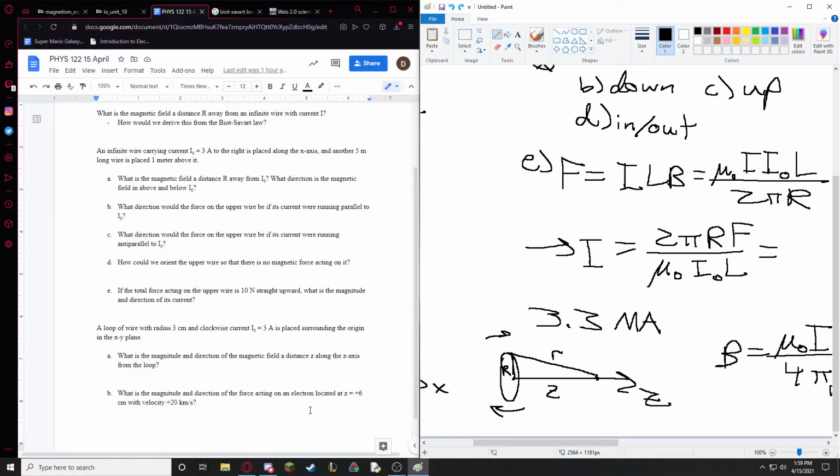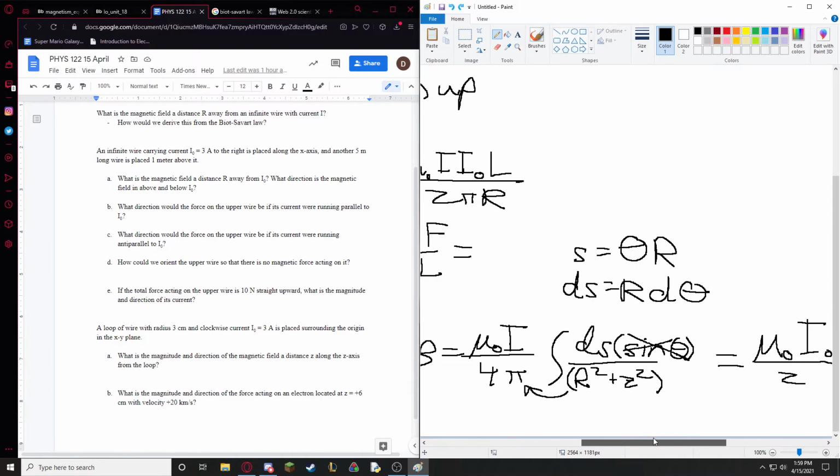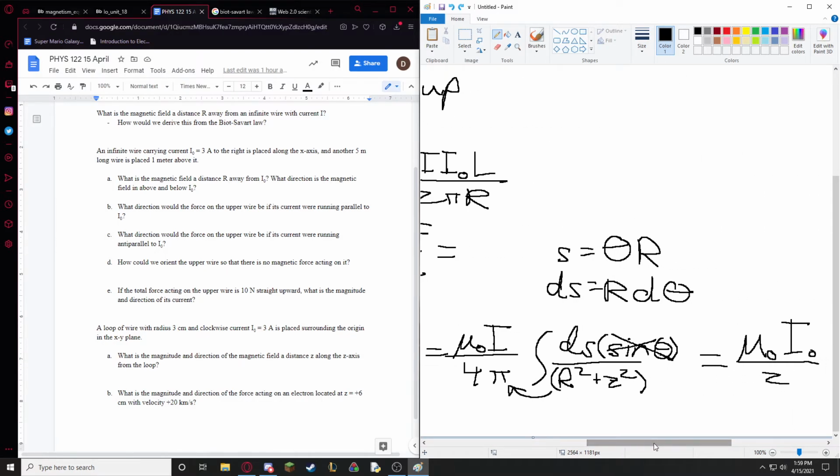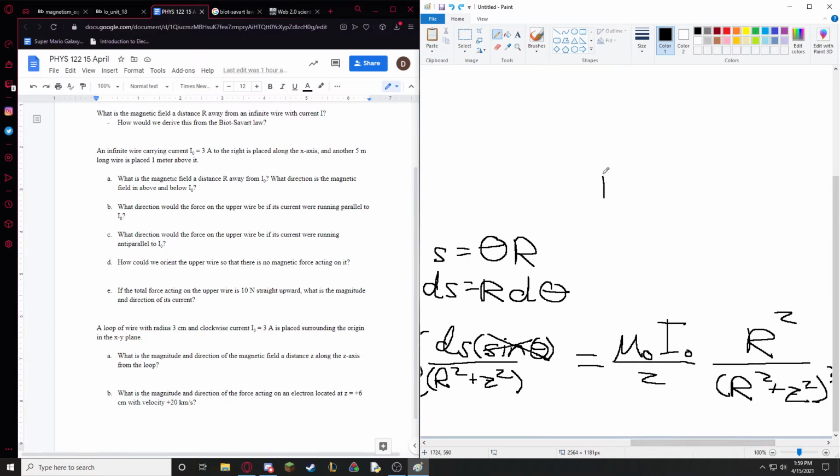And the cross product, what's the force on a charge in a magnetic field? Remember, for a current, it's IL cross B. For a single charge, it's what? Go back to last week.